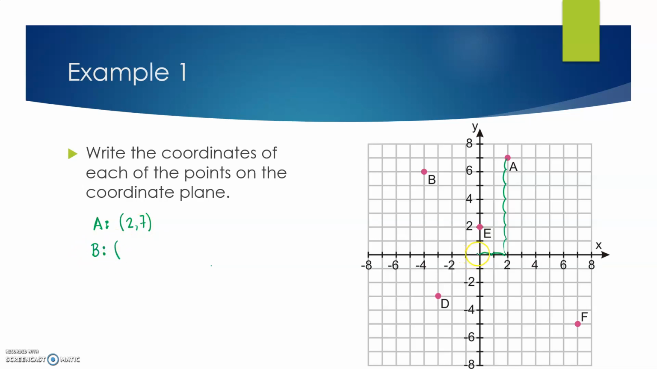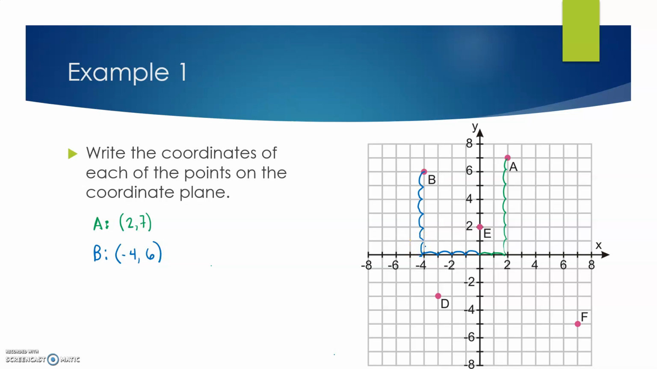For this one, I'm moving to the left 4, in the negative x direction. So actually, let me switch colors. For B, I'm moving in the negative x, 1, 2, 3, 4. And then to get to B, I have to move up 1, 2, 3, 4, 5, 6. So the point would be negative 4, 6.